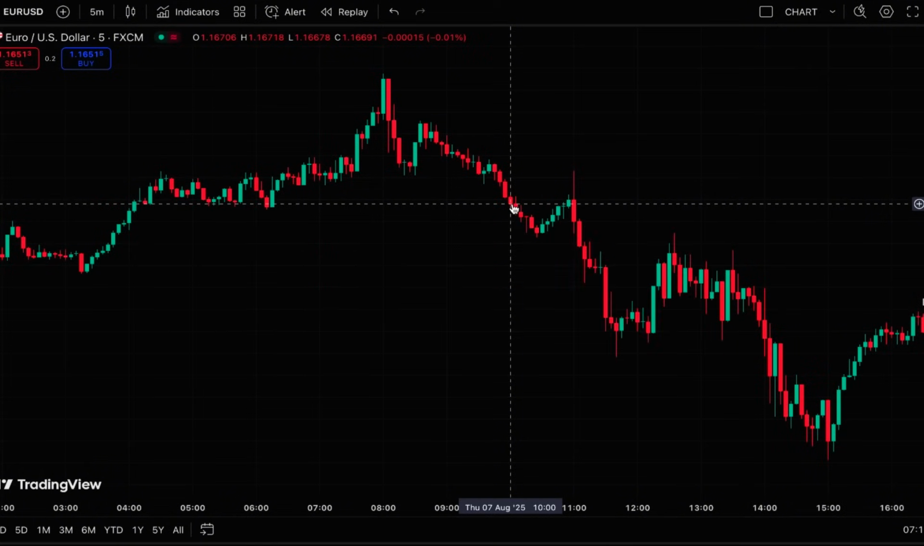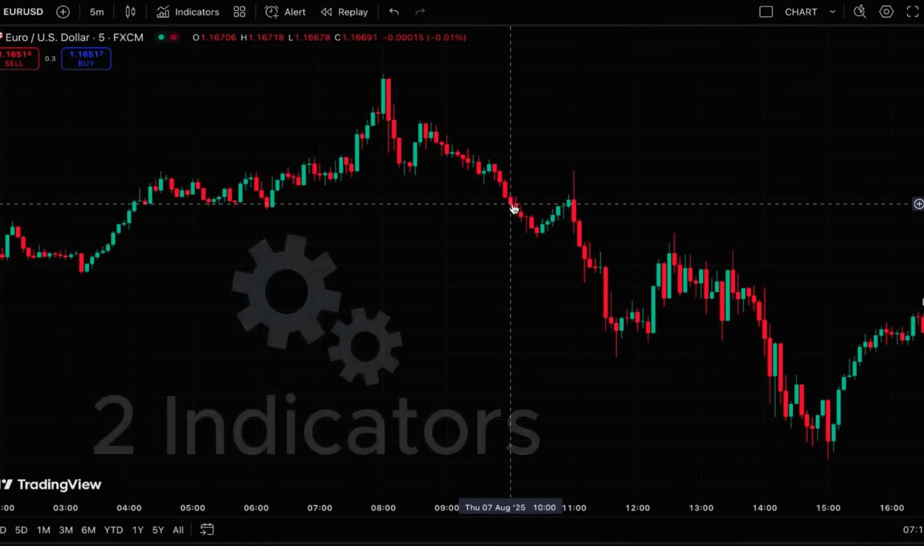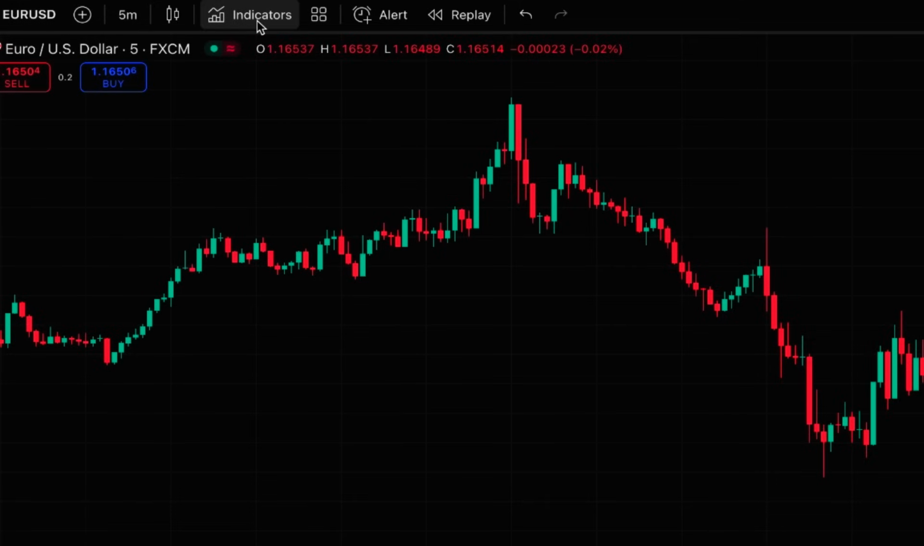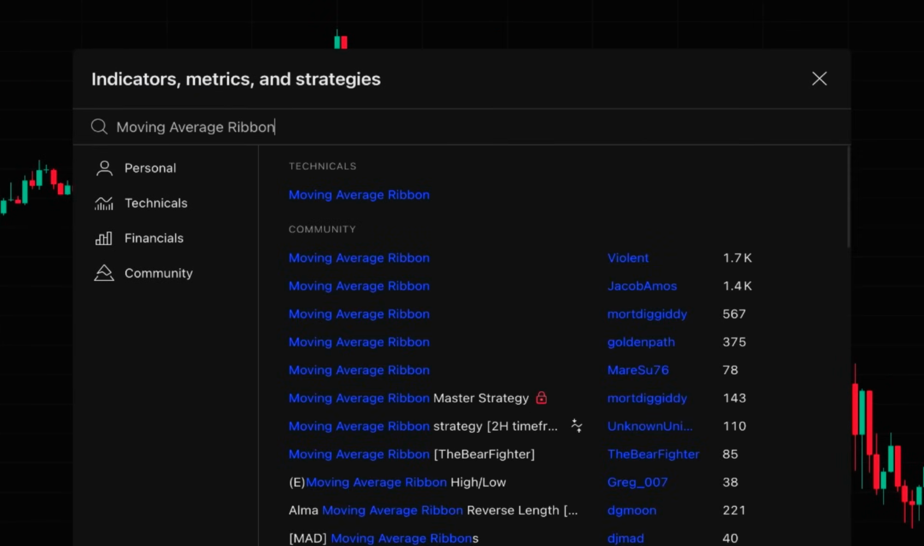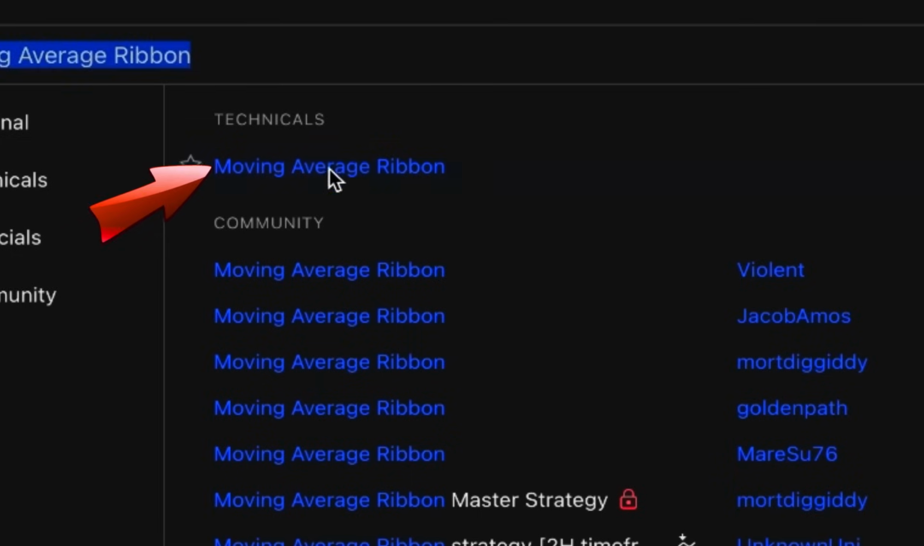Alright, let's begin with the first trading strategy. In this trading strategy, we have 2 indicators. To add the first one, here we click on indicators and we search moving average ribbon, this one, which is a built-in indicator on TradingView platform.